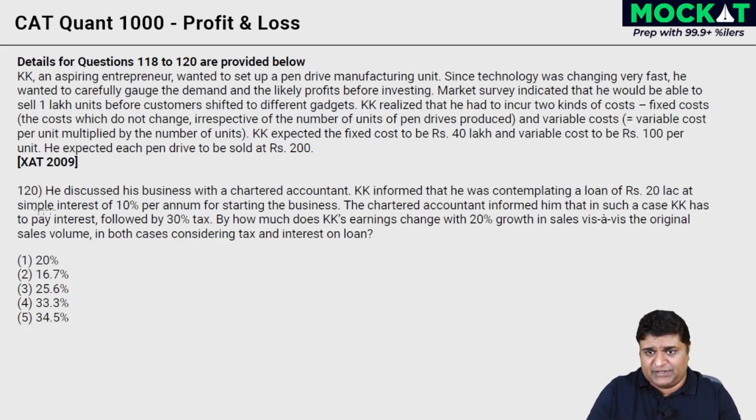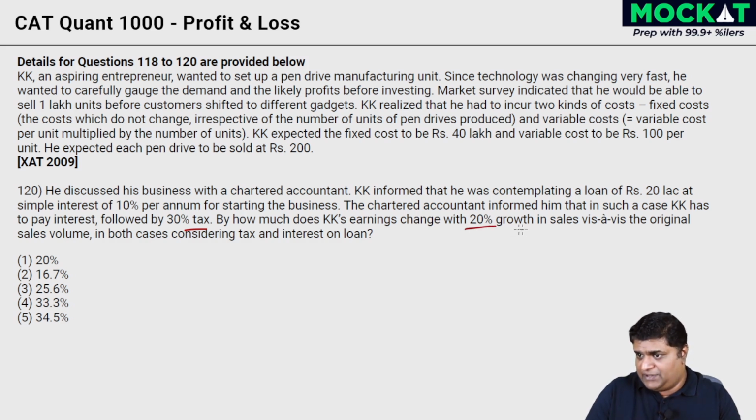So one more question in this case. He discussed his business with a chartered accountant. KK informed that he was contemplating a loan of rupees 20 lakhs at simple interest of 10% per annum for starting the business. The chartered accountant informed him that in such a case, KK has to pay interest followed by 30% tax. By how much does KK's earnings change?